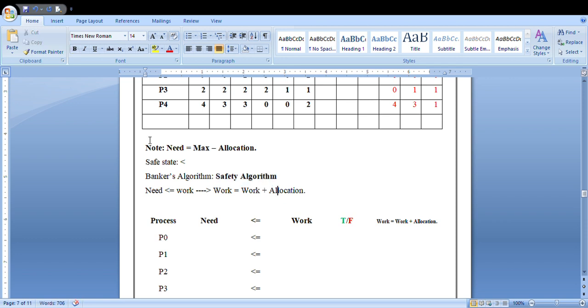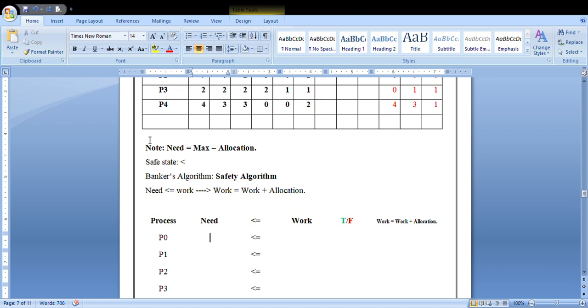In the safety algorithm, how are you going to calculate whether the process is in a safe state or not? This is the formula. First you will have a need value. Based on that need value, you have to check whether the need value is lesser than or equal to work. It is nothing but lesser than or equal to the available value. If it is confusing, you can consider it as available. Available and work are both the same.